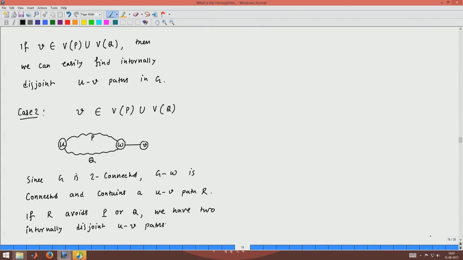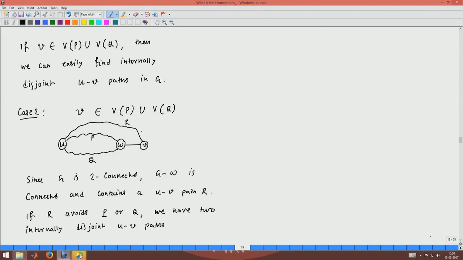Why is this true? Okay. So, G minus W is connected and contains a UV path, and if R is this one, then clearly we have internally disjoint paths between U and V. One is this R itself and the other one is Q union WV.